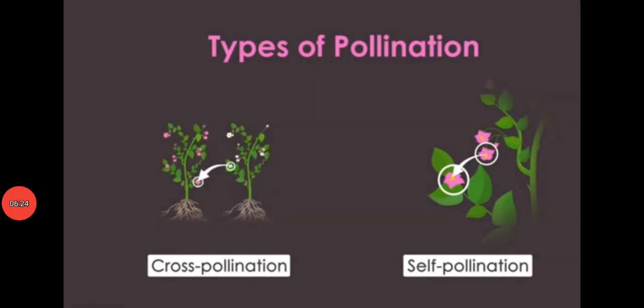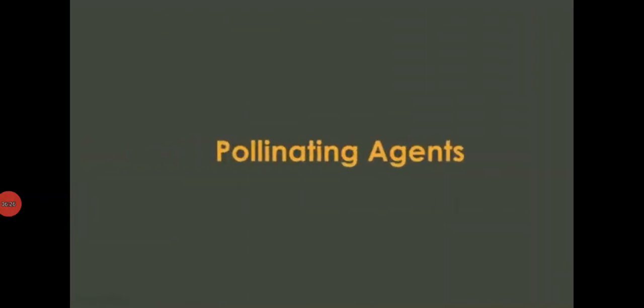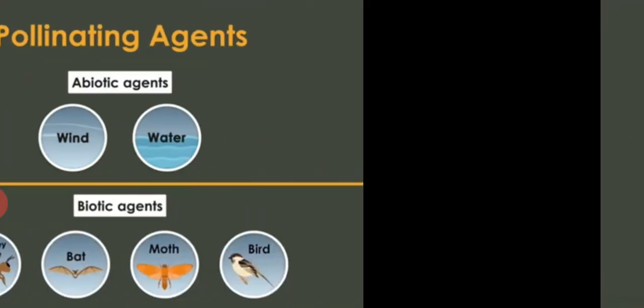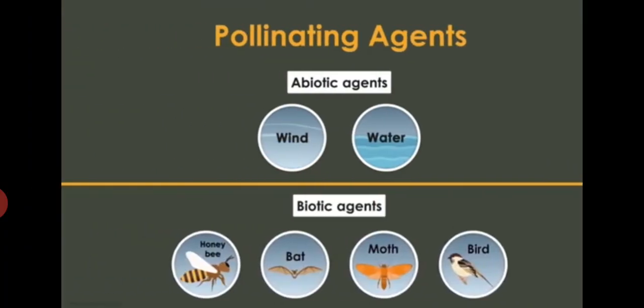Now, pollination takes place in plants through different agents. They are called pollinating agents. Wind, water, and animals such as birds, bats, and insects are some agents of pollination. So, let's discuss this briefly. First is pollination by wind.